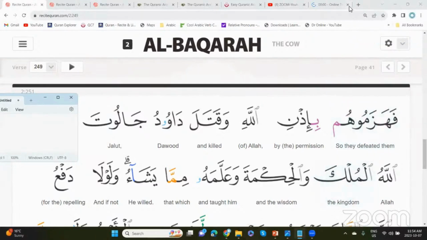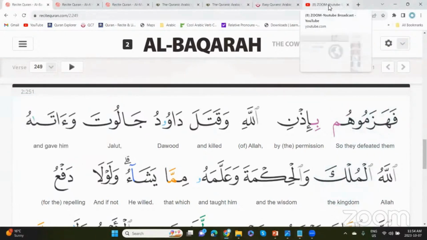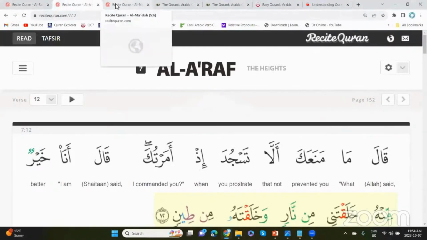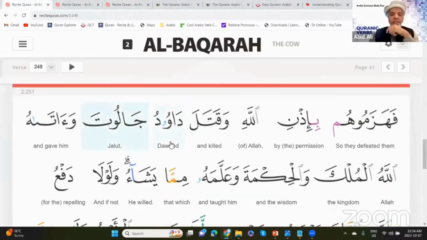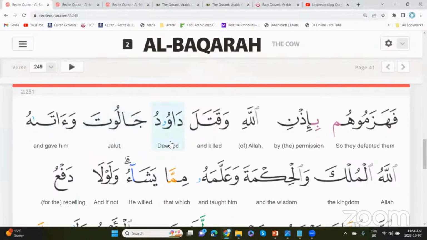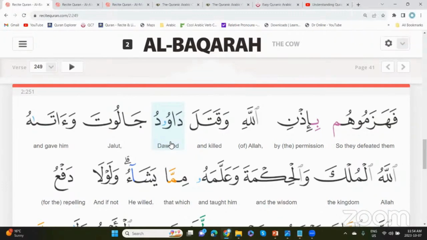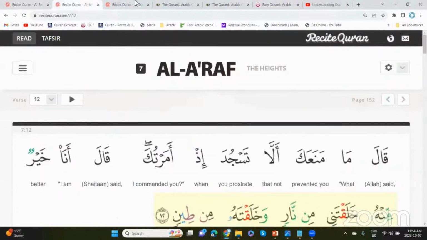Brother Abed, can I ask? If we say Daudu Qatala Jaluta, the meaning will remain the same? Well, the meaning is the same, but you have changed the verbal sentence into a nominal sentence. And if we say Jaluta Qatala Daudu, even then it is okay. As soon as you bring the ism at the beginning, you change the verbal sentence into a nominal sentence. That makes sense, because the position doesn't change the meaning.